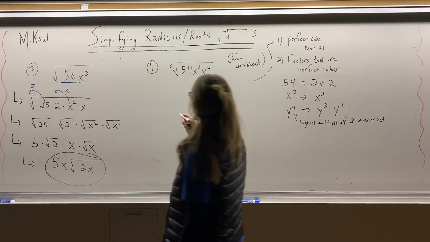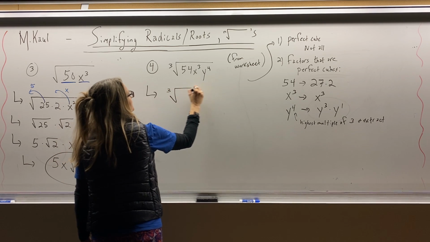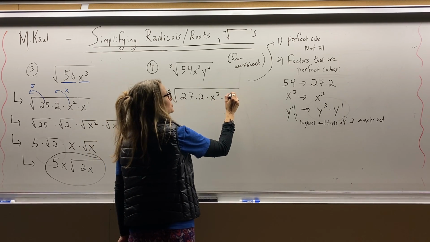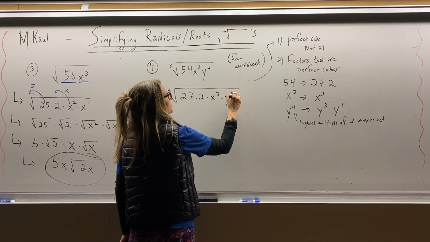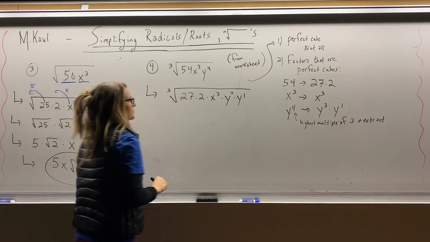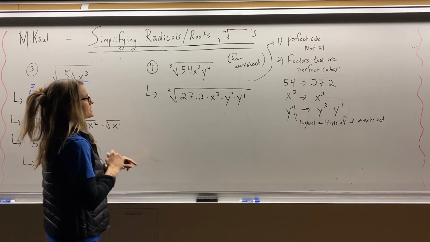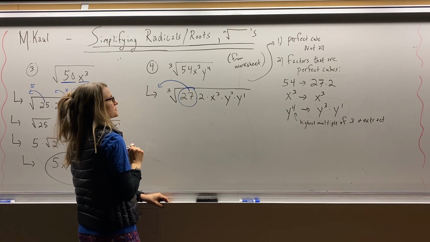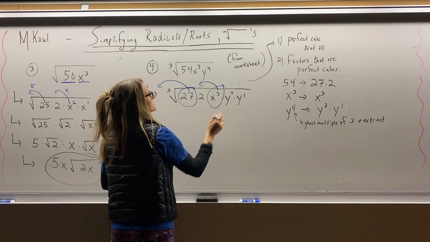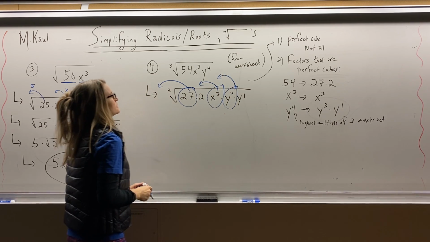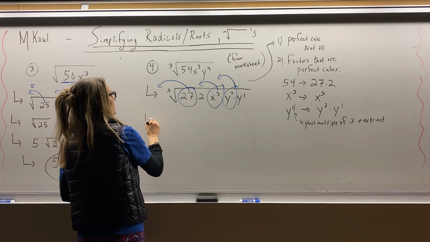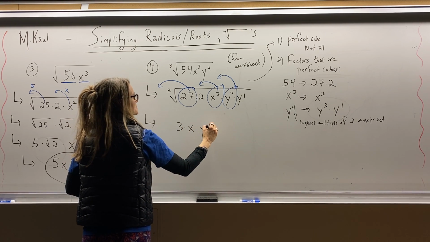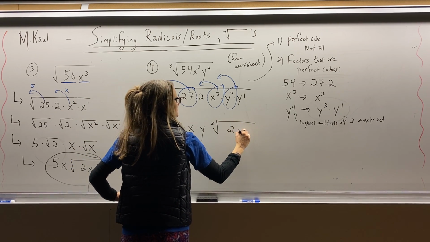Okay, so I'm going to rewrite this as the cube root of 27 times 2 times x cubed times, using my rules of exponents for multiplication, y to the third times y to the first. Now I'm going to go ahead and just skip these steps. You could write them all out as individual cube roots, but I'm going to say the cube root of this part is just 3, the cube root of this part is just x, and the cube root of this part is just going to be y. So this whole thing becomes 3 times x times y, and what's left over inside is the cube root of 2y.